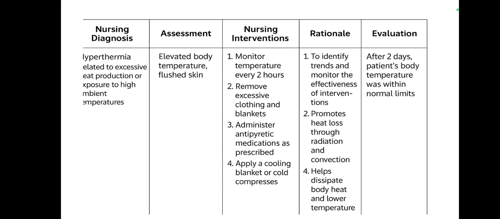Okay, so for the assessment we can check the temperature, that is elevated body temperature, flushed skin, and patient verbalization, that means subjective and objective data. Next, nursing intervention or planning, where we can monitor the temperature every 2 hours, remove excessive clothes or blankets, administer antipyretic medication as prescribed, or apply a cooling blanket or cold compress like tepid sponging we can give.